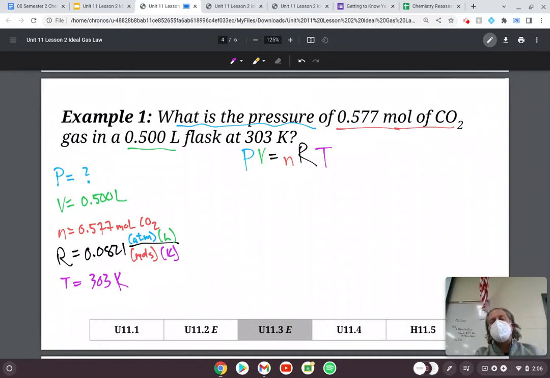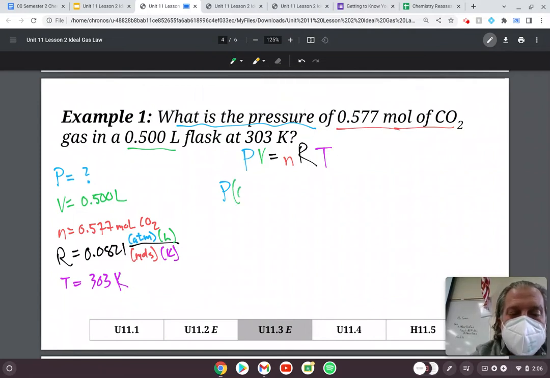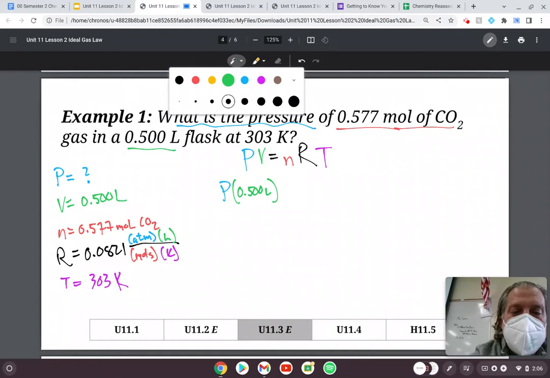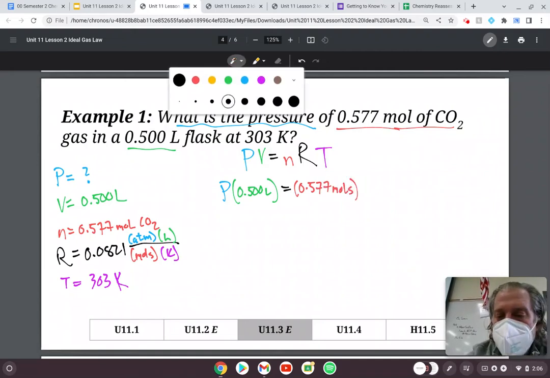So I'm going to take the variables that I have values for and substitute them in this formula. We are solving for pressure, so I'm going to put a P there. I'm going to take 0.500 liters and substitute that for V. I'm going to take 0.577 moles and substitute that for n.